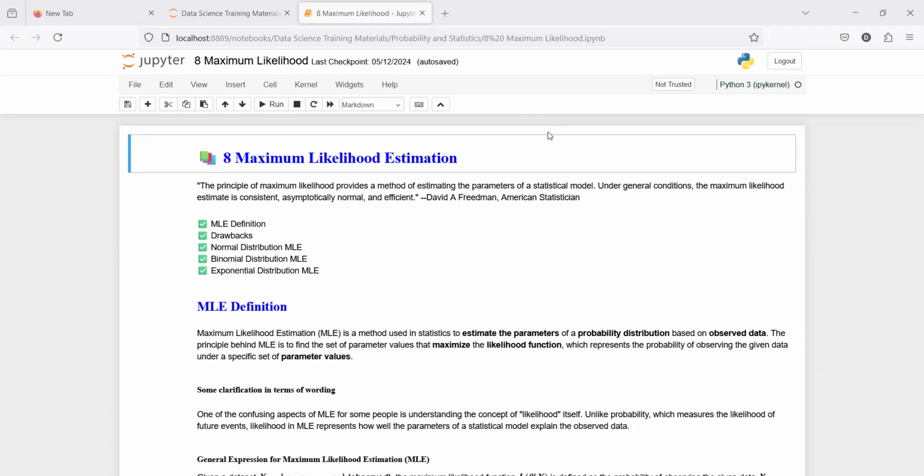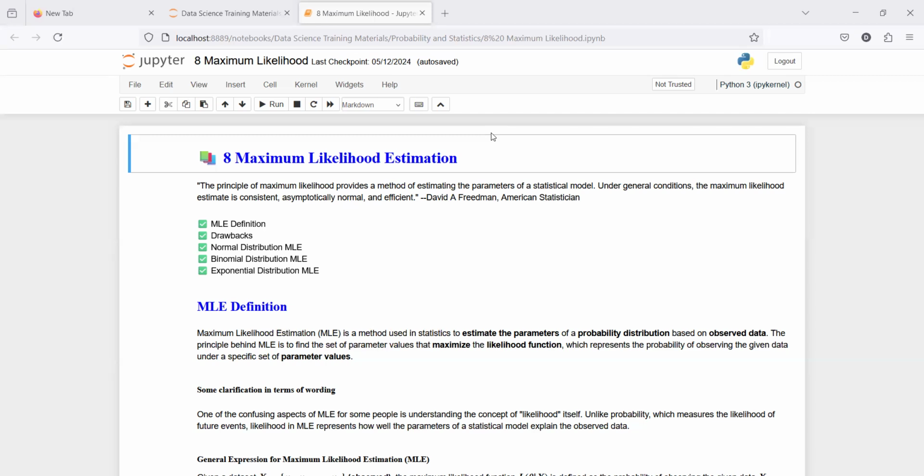What we're going to be covering today: the MLE definition, some of its drawbacks, the normal distribution MLE, the binomial distribution MLE, and the exponential distribution MLE. I would like to point out that maximum likelihood estimation is closely related to optimization, especially taking the logs. We saw in our earlier modules on calculus, taking the log of a function, exponentials, why these things are important, and taking partial derivatives.